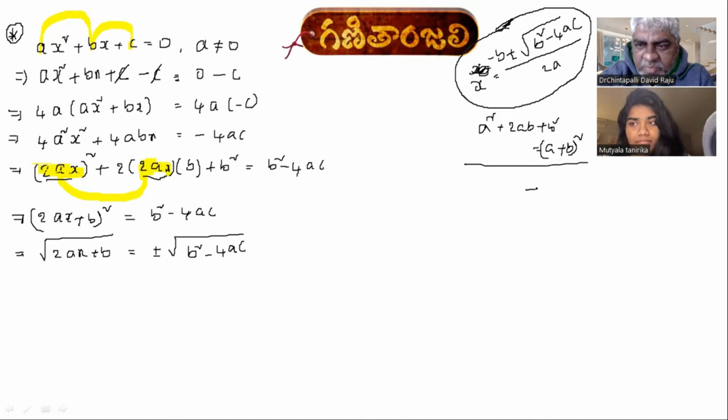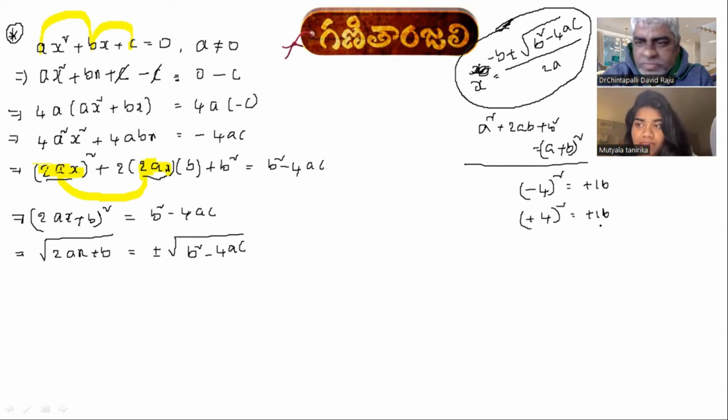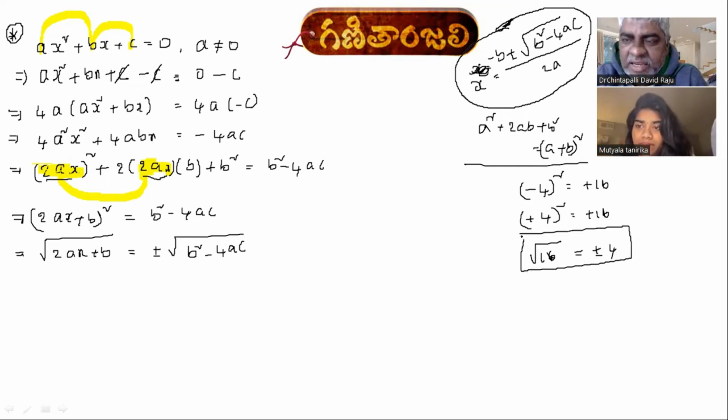See, what's the value of minus 4 whole square? 16. Plus 16, right? What's the value of plus 4 whole square? Plus 16. Same. So, what's the value of the square root of 16? It can be plus 4 or minus 4. That's why the square root of 16 is equal to plus or minus 4. That's why we generally write plus or minus whenever we find a root.